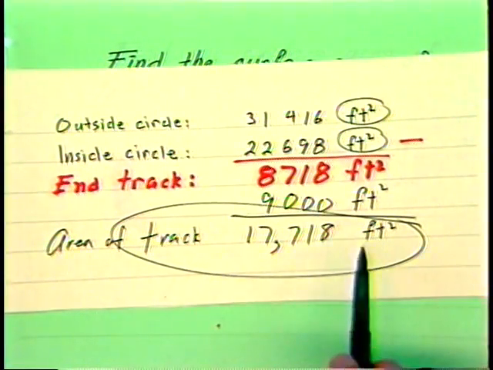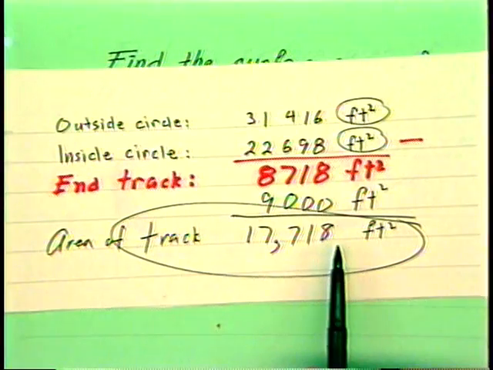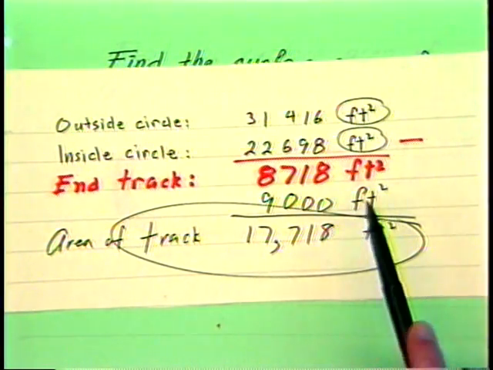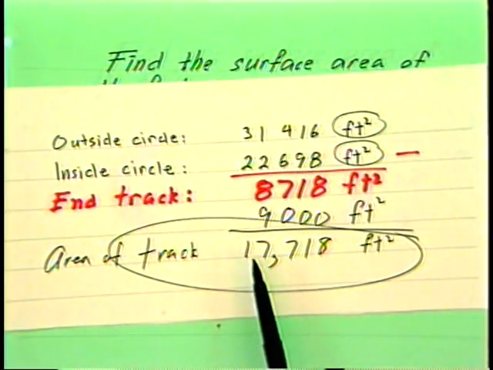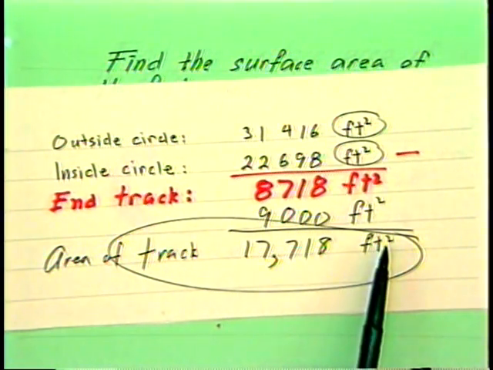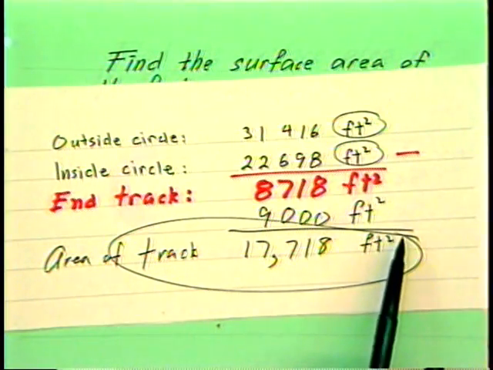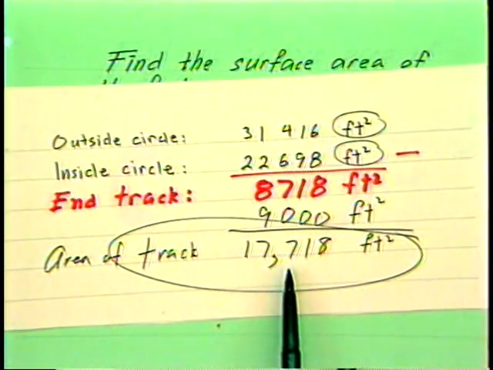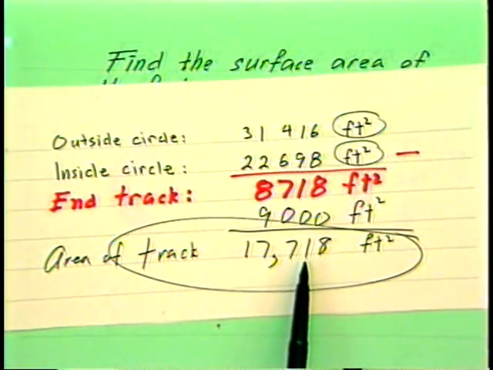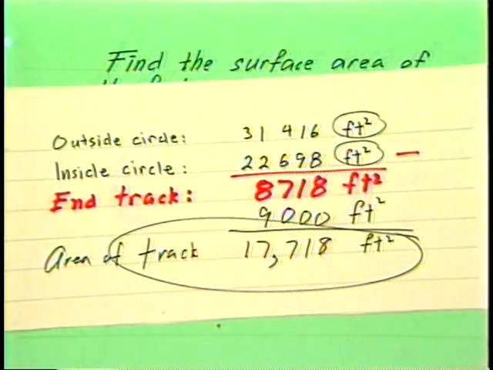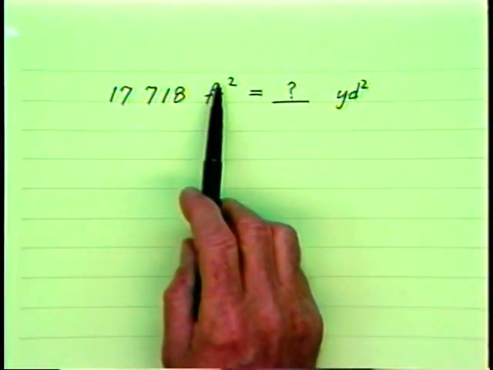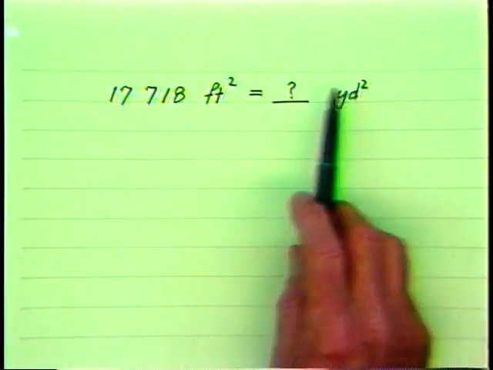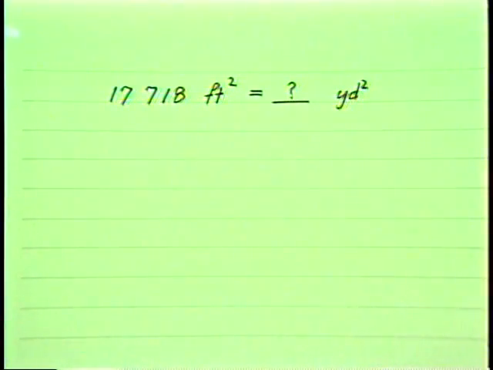Let's say after you were done, you call up your cinder company to order the cinders for this particular track, and you told them that the area of the track is 17,718 square feet, and the question was, how many square yards is that? Because we sell this material in yards. So now you have another problem, a conversion of units problem from square feet to square yards. So now we have a chance to use what we learned 2 lessons ago.